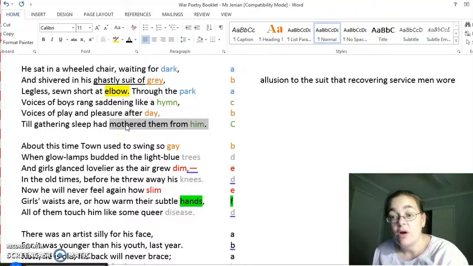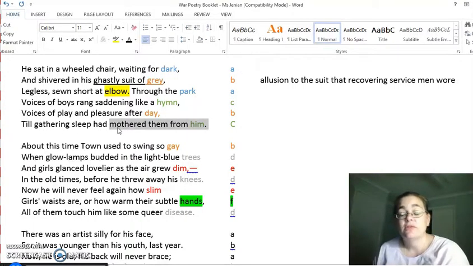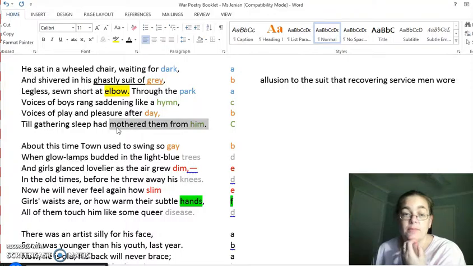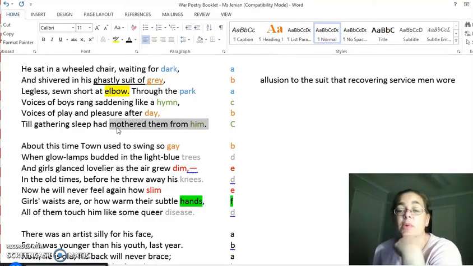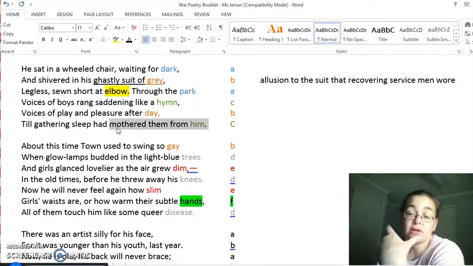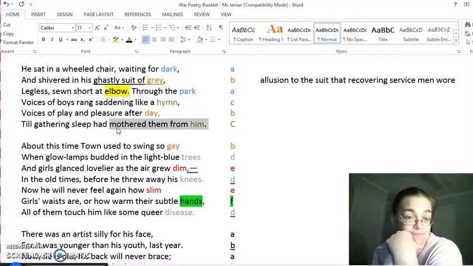So this is a metaphor. He's obviously referring to the fact that the boys were playing until their mothers collected them or they returned home to their mothers. So they have been mothered from him. He possibly feels an absence of his mother. He's possibly reflecting on the fact that when he was a boy, he'd run home to his mother when it got dark and it was time to go in.